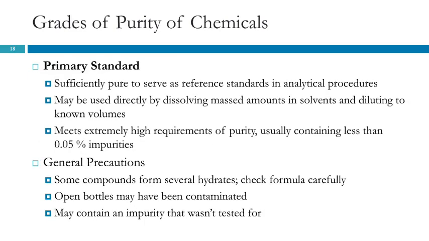Then we get to primary standard. I'm guessing probably most compounds could be prepared as reagent analyzed, but not everything can be made into a primary standard. These are sufficiently pure that they can be used as reference standards in analytical procedures. So you can use them directly by dissolving a certain massed amount in a solvent, diluting to a known volume. These have extremely high requirements of purity, usually containing less than 0.05% impurities.